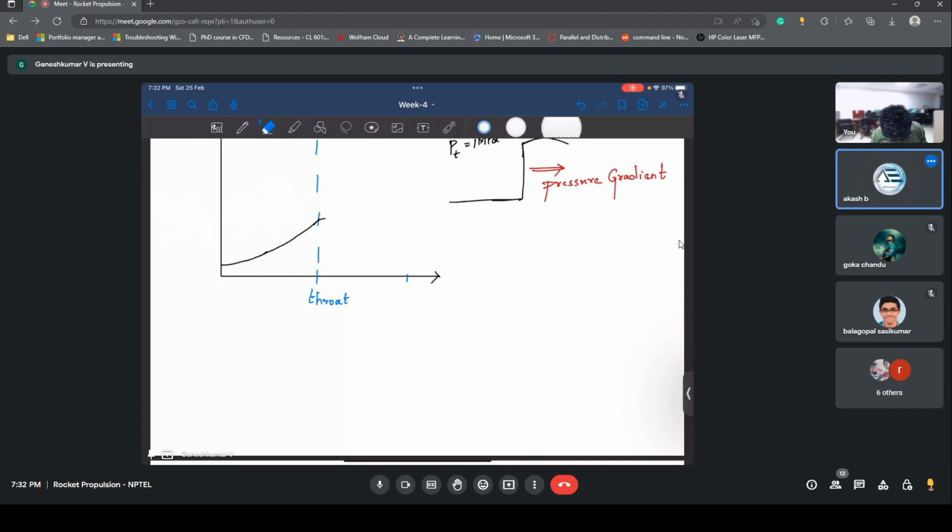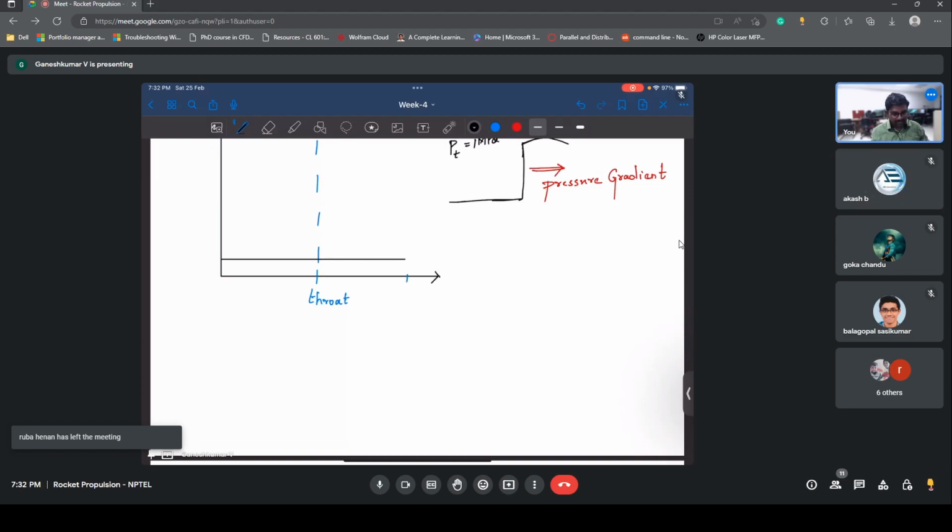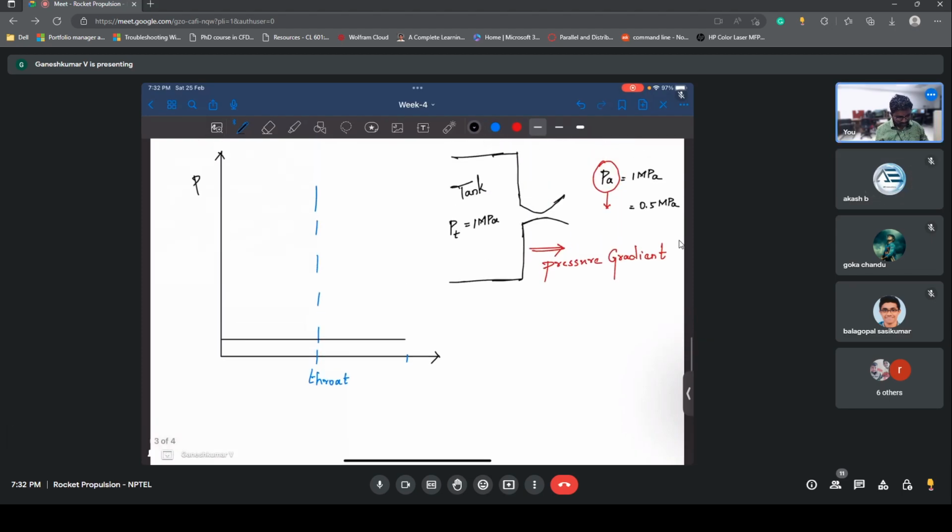What causes these shock waves? That is the concept I'm trying to explain, and that's why I took this thought experiment.